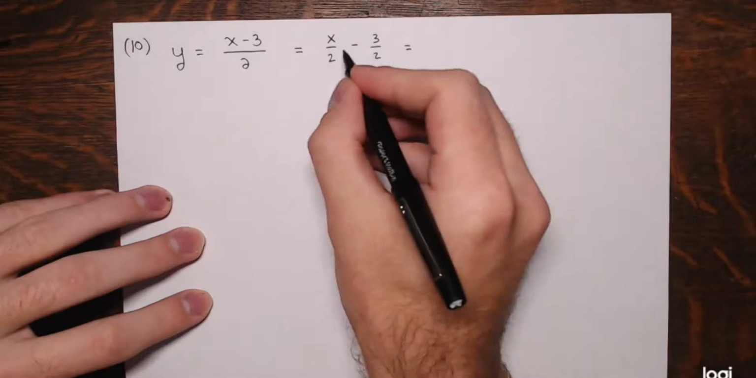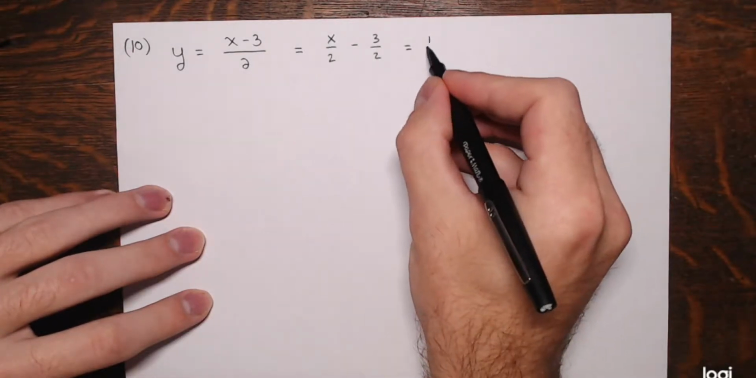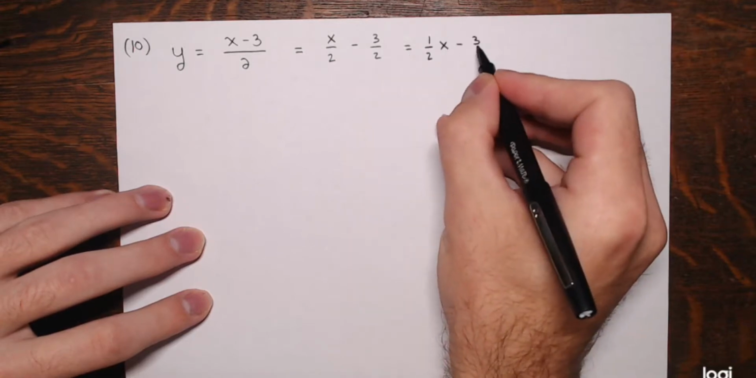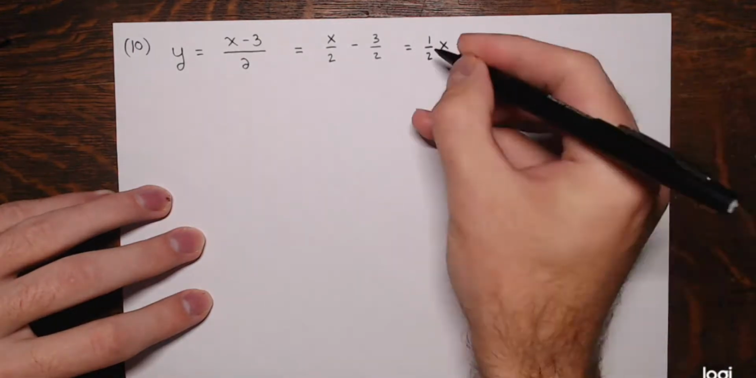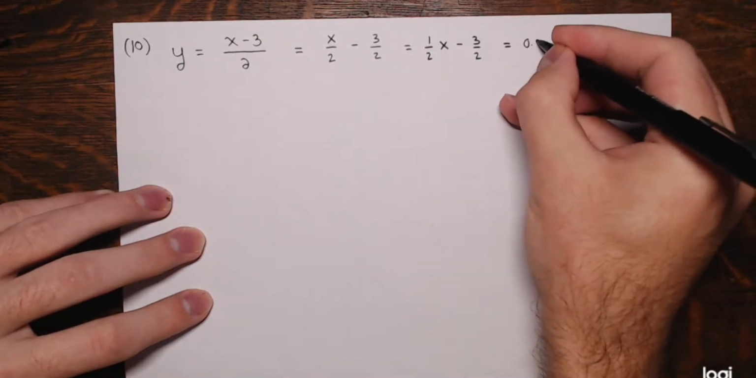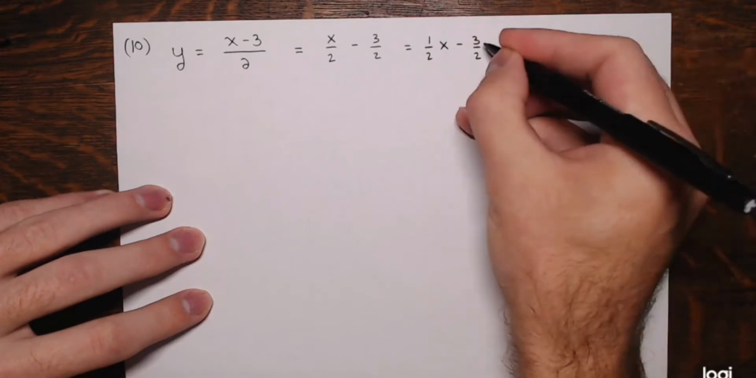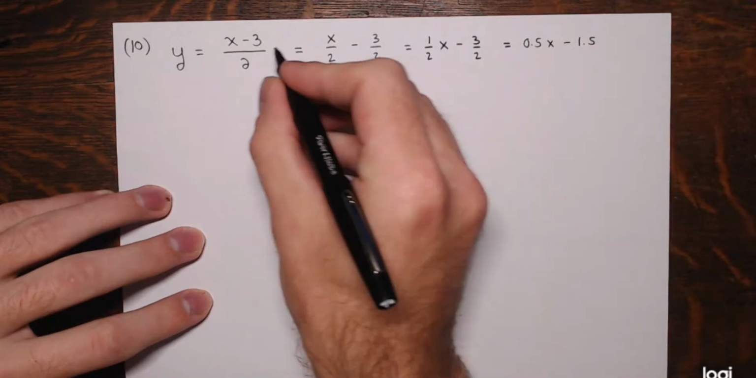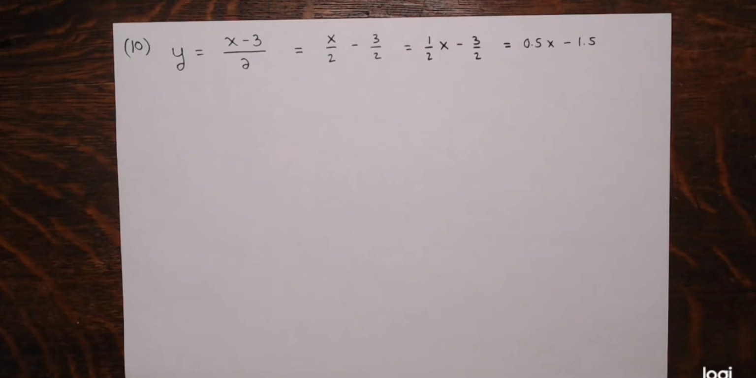Or you could say x divided by 2 is the same as 1/2 x. So x times a half minus 3/2. Same expression. Or if you want decimals, 1/2 is 0.5. So 0.5 times x minus, and then 3/2 is 1.5. But all 4 of these are the same expression. So it depends on what you like better.